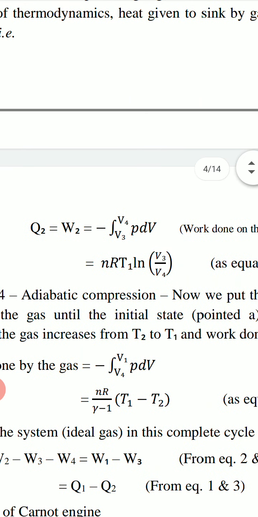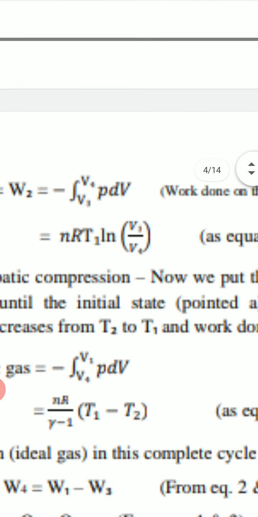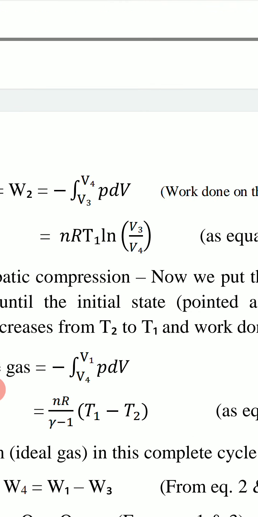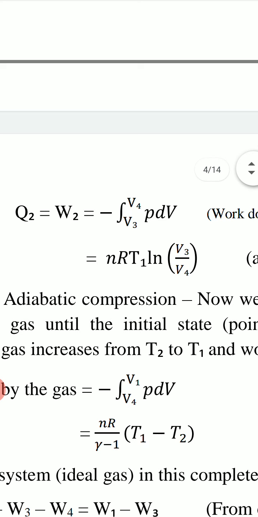And this work done is equal to heat Q2 that is given to the sink. In this third process, the ideal gas, which is the working substance, gives heat to the sink at temperature T2. So this heat Q2 is equal to work W3, and this work W3 is equal to nRT2 log V3 upon V4. Write W3 in place of W2, and write T2 in place of T1 in this equation.